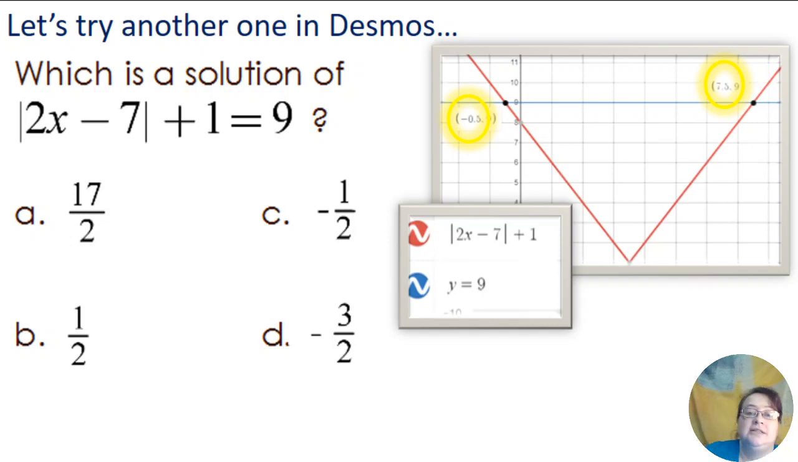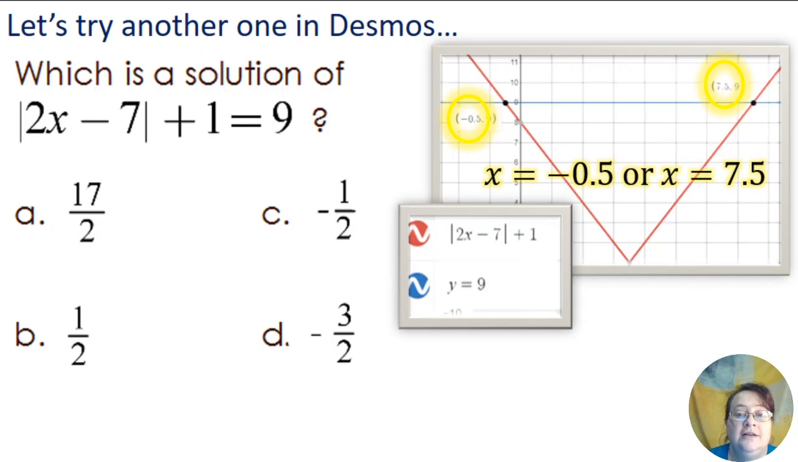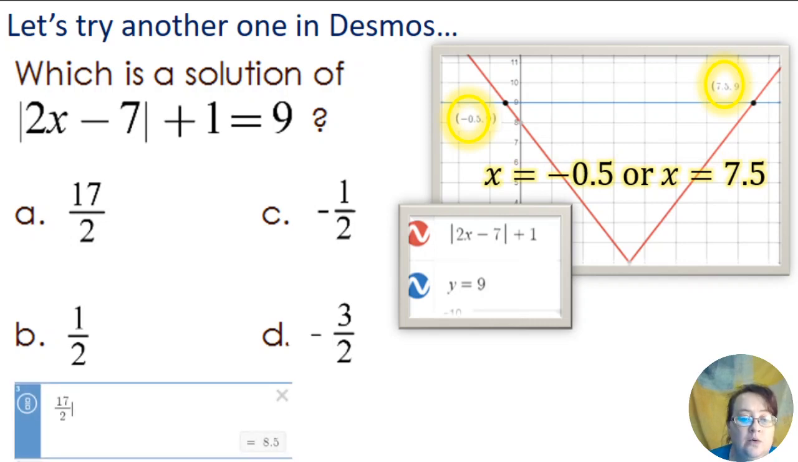We have fractions here. What we can do is go to that third line in Desmos and type in those fractions. So if I type in 17 divided by 2, or 17 over 2, in that third line, it gives me an equals at the bottom, and I see 8.5. So I know that 8.5 doesn't match either of my answer choices. So I'm going to mark out A.